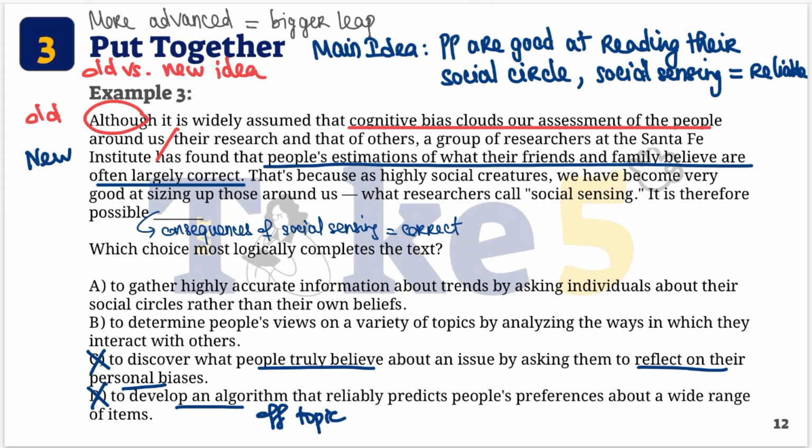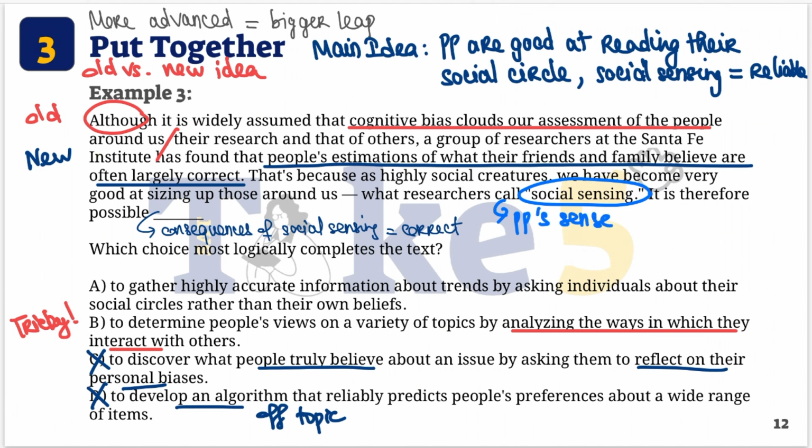Remember that the passage is about human social perception, not algorithmic prediction, and we are not giving suggested recommendations for inference. Between A and B, let's analyze the sufficient condition. Which one produced a proper inference that also must be true based on the evidence in the passage? B is a very tricky one because it says that we can determine people's view by analyzing how they interact with others. This is in the right topic of how to understand someone's belief, but the main idea of social sensing isn't about observing social interaction.